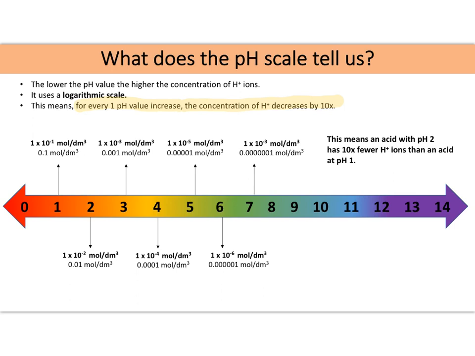Look at the one on the right: an acid with a pH of 2 has 10 times fewer H plus ions than an acid with a pH of 1. So there's a difference of a factor of 10 between every pH value.